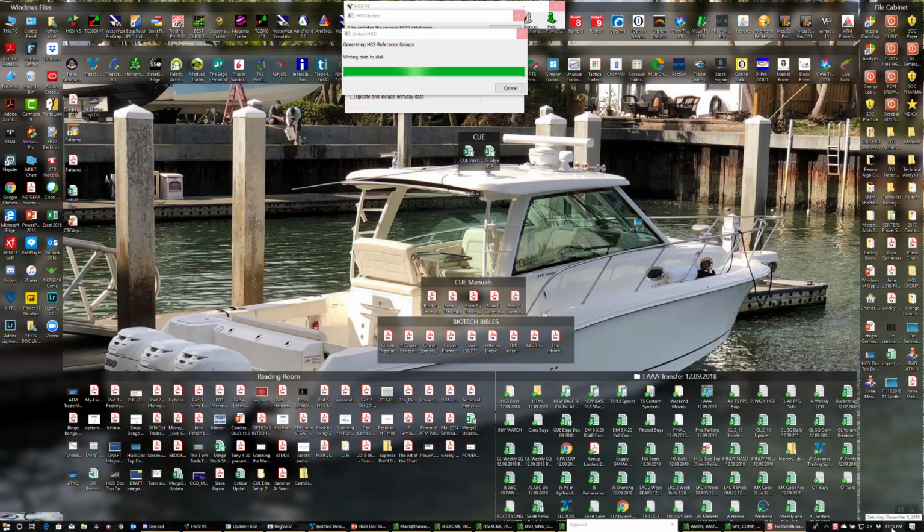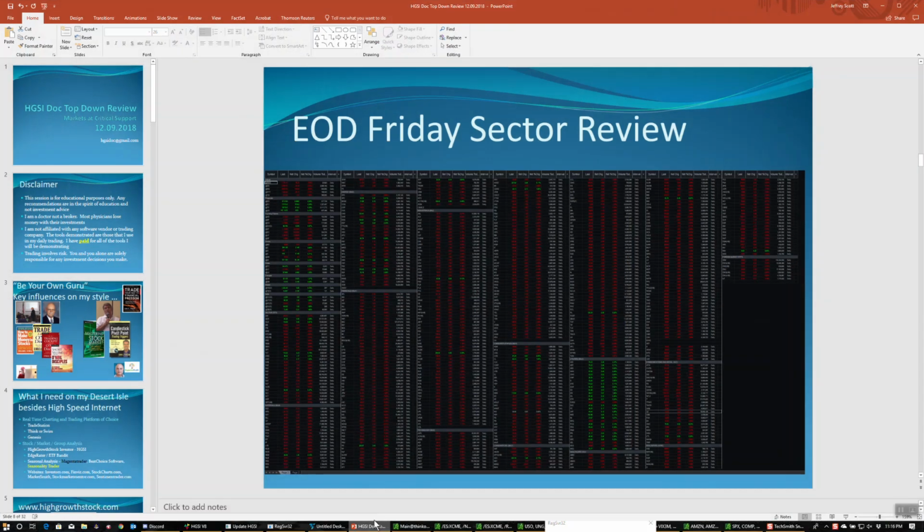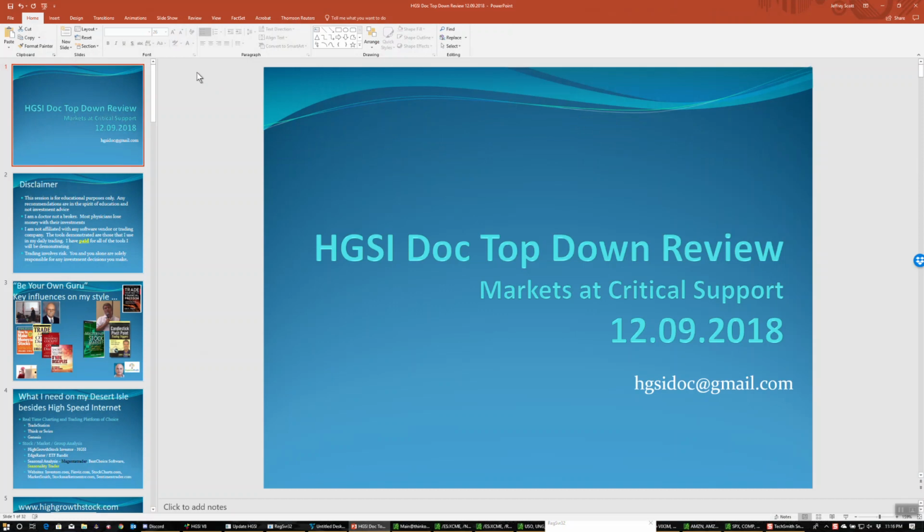As you can see down here in the lower right-hand corner, it's still Saturday, but it's 11:16 p.m. Obviously, at this point, futures are not available. Let me pull up my PowerPoint. I titled today Markets at Critical Support, and actually it's tomorrow's date, but by the time I post this, it will be Sunday.